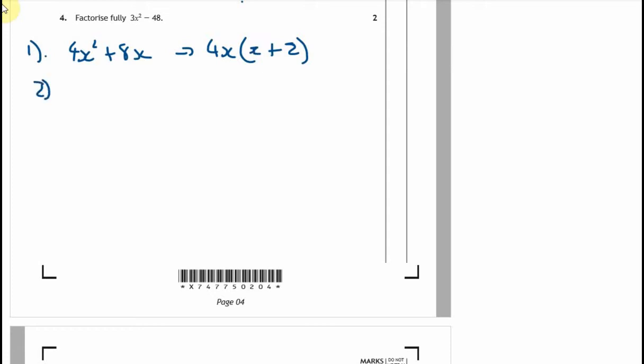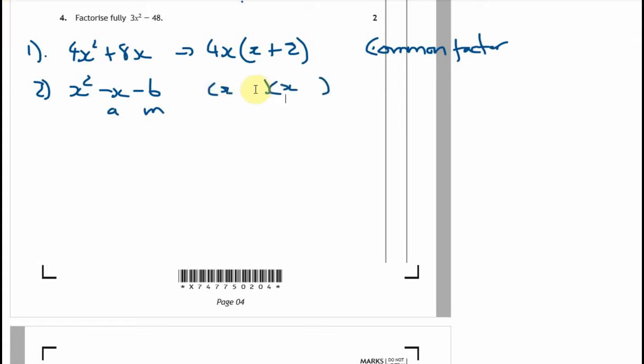The second method would be a standard trinomial. So say we get something like x squared minus x minus 6. What we're looking for is a number to add to give us this and multiply to give us this. So in our brackets, these two last numbers are going to add to give us this number and multiply to give us this.